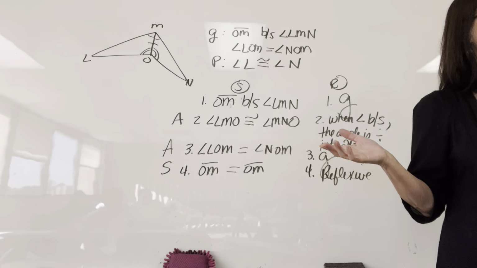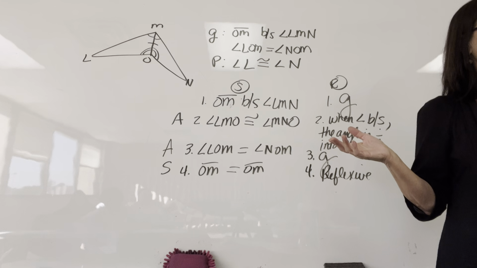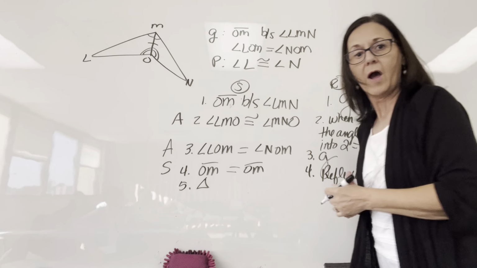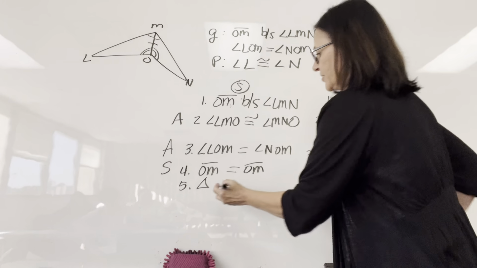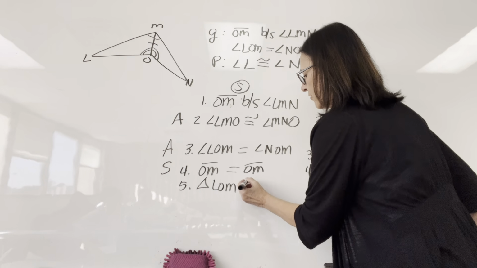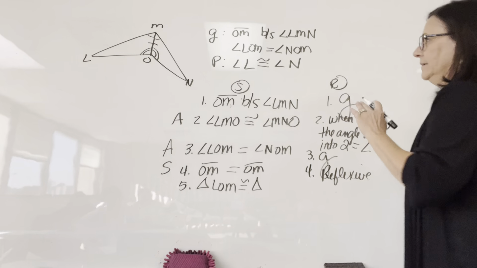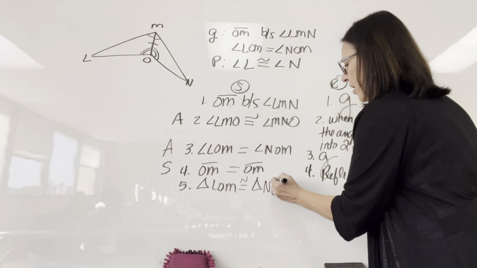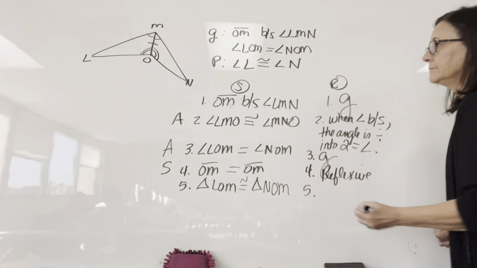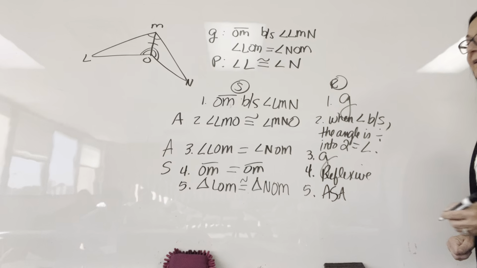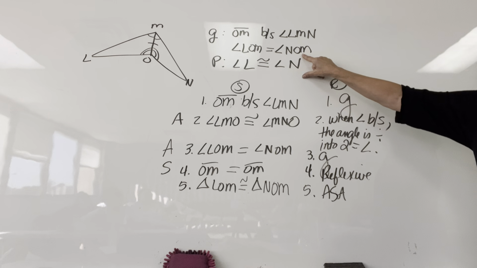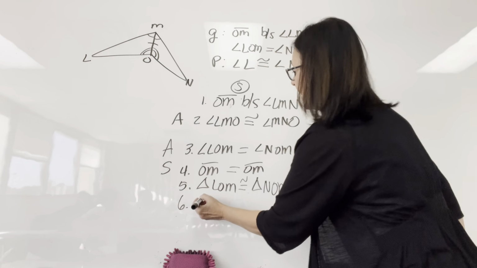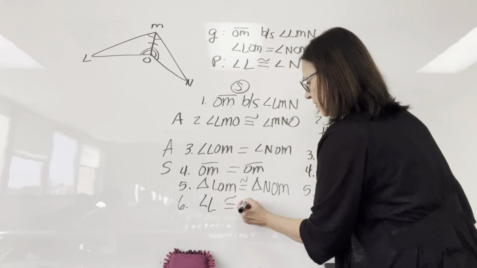Do I have congruence? I have congruence. So I'm going to write triangle LOM is congruent to, how am I going to write the other side? I did that kind of backwards, actually. NOM. Why can I say that? ASA. Now can I say that these angles are equal? Yes, I can. So I can say angle L is congruent to angle N.